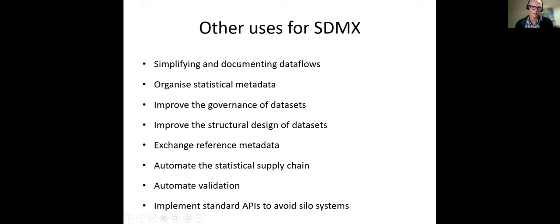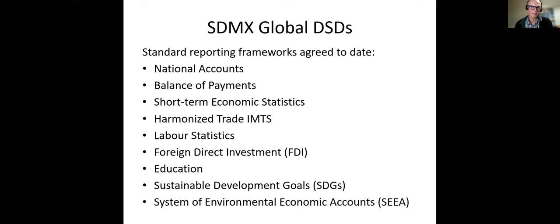So there are some other uses for SDMX: simplifying and documenting data flows, and improving the organization of statistical metadata, governance and reference metadata. I haven't said much about reference metadata, but we're using it in the OECD use case, and it can be used to structure reference metadata as well. It helps avoid silo systems, which is a big part of saving money and speeding up the implementation. Then there are global DSDs for several domains. We've created standard reporting forms in SDMX, and they're implemented. I'm not going to read them out because I think I'm running out of time, but that's where they are.